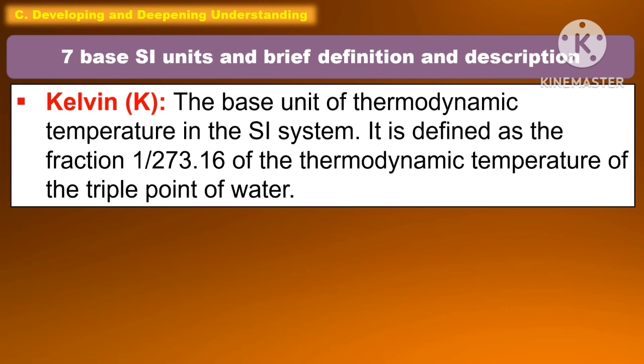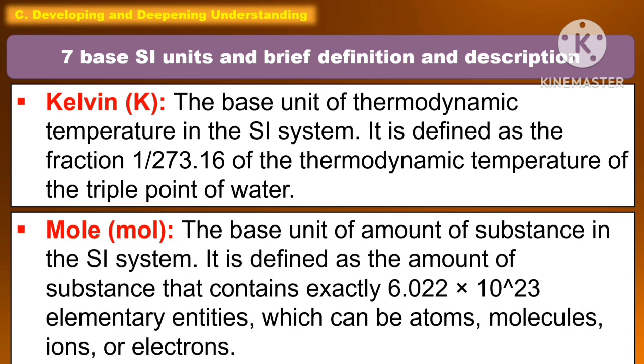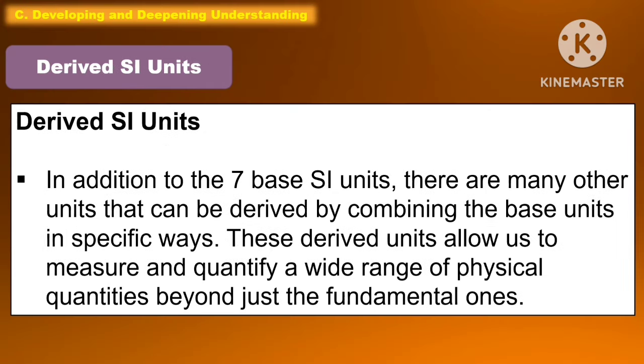Another SI unit is the Kelvin, the base unit of thermodynamic temperature in the SI system. It is defined as the fraction of 1/273.16 of the thermodynamic temperature of the triple point of water. Another SI unit is the mole, the base unit of the amount of substance in the SI system. It is defined as the amount of substance that contains exactly 6.022 times 10 to the power of 23 elementary entities, which can be atoms, molecules, ions, or electrons.